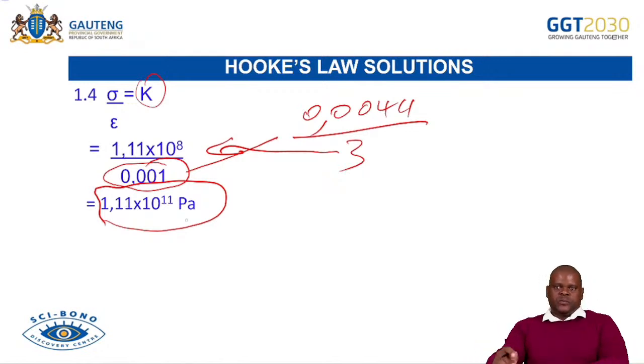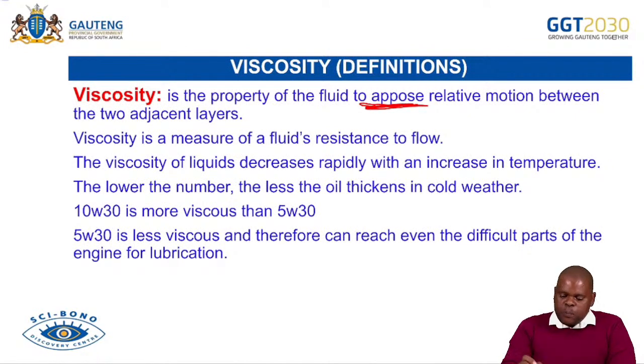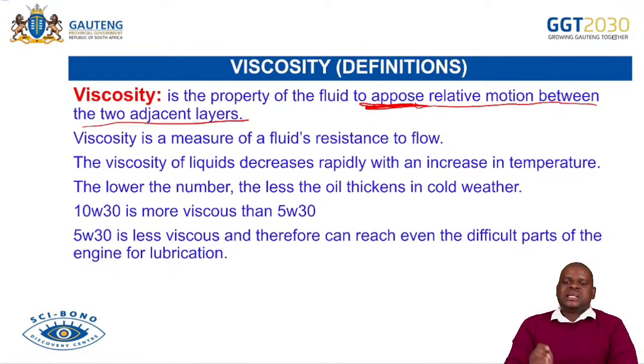Now we're going to viscosity. What is viscosity? Define viscosity. Viscosity is the property of the fluid to oppose relative motion between the two adjacent layers. That is what viscosity is. The important thing is that it opposes relative motion between the two adjacent layers.